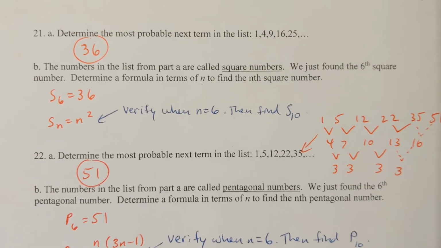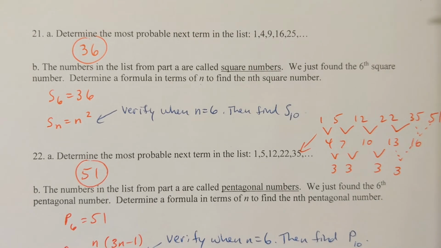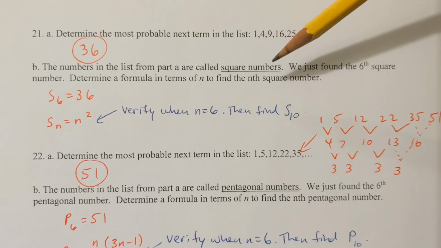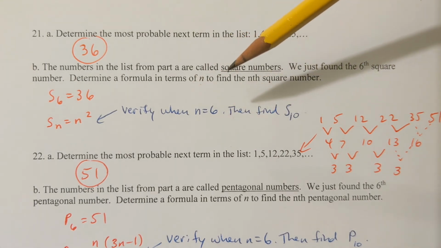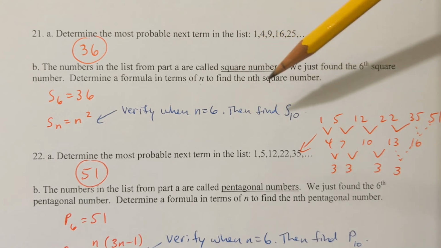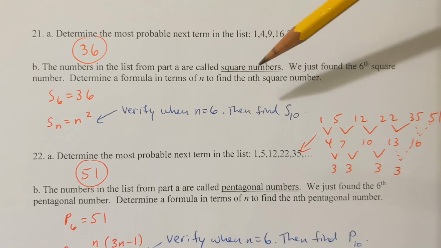Problem 21, determine the next most probable term in the list. So you get 1, 4, 9, 16, 25. The thing to see here is that these are square numbers. So 1 squared, 2 squared, 3 squared, 4 squared, 5 squared, 6 squared is 36. The numbers that I just said are called square numbers. We just found the 6th square number. Determine a formula in terms of n, and then find the nth square number.